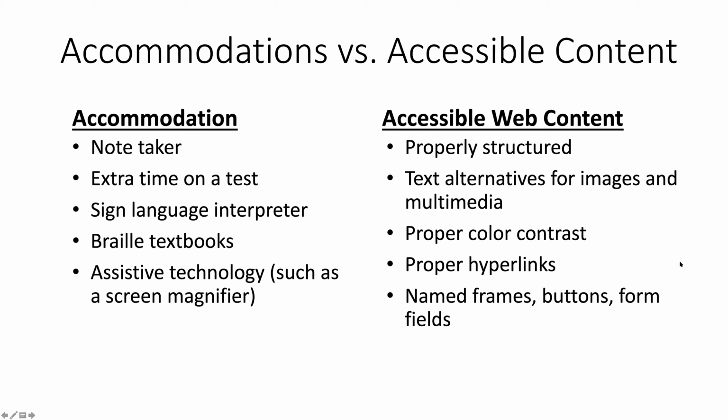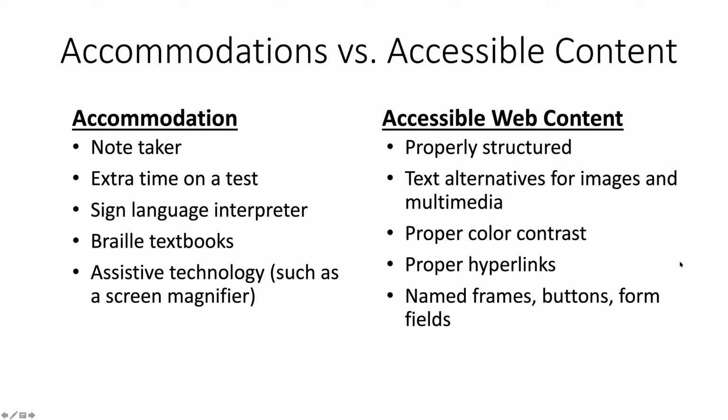So accommodation is I go to my local college, I say, I've got a hearing impairment, so I get a note taker, I get extra time on tests. If I was visually impaired, I get a Braille textbook, I get assistive technology like a screen magnifier, screen reader, and that's accommodation.